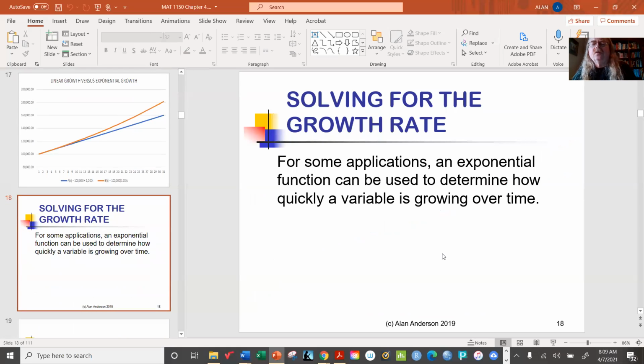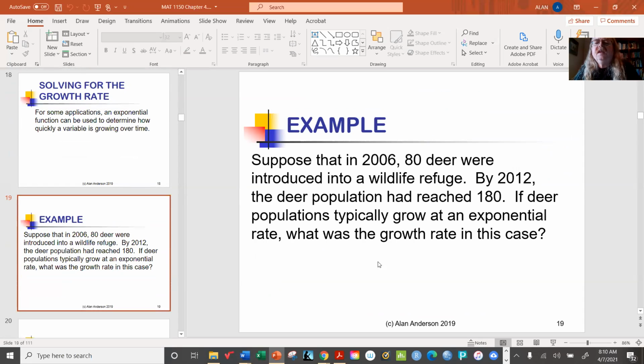Now, we can solve for the growth rate. In some cases, this is what we're really interested in. Not so much what is the future value of some number that we have today, but how quickly is this variable growing? So we had this as our first example. We saw that in 2006, there were 80 deer in a wildlife refuge. And 6 years later, the population had grown to 180.